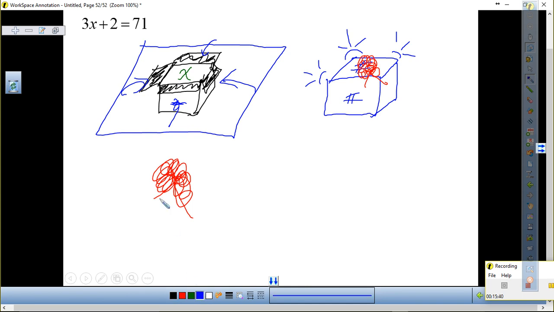From now on, I want you to think of the wrapping paper kind of like the operation of multiplication and division. And think of the bow as addition and subtraction. Check this out. And you're saying, what does that mean, Mr. Q? Let me show you. If I give you the equation 3x plus 2 equals 71, don't write this down, pay attention. Do you see that there's a special gift here, and there's a bunch of stuff wrapping it up, yes?